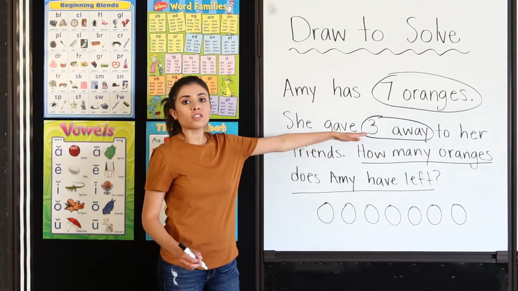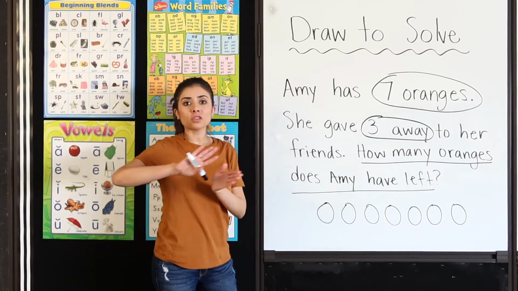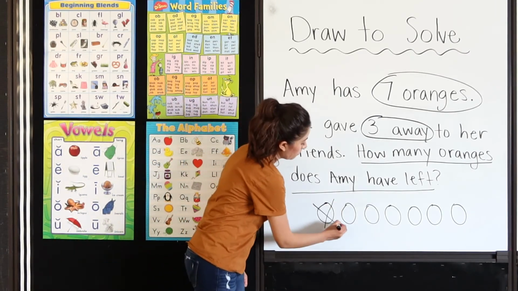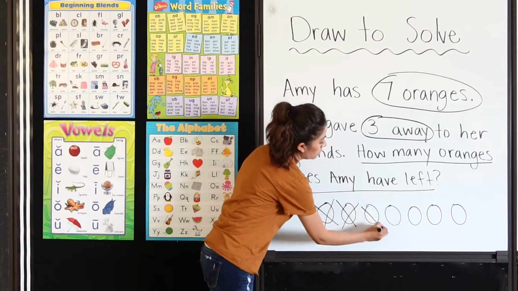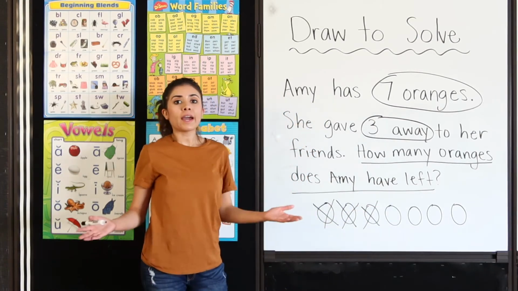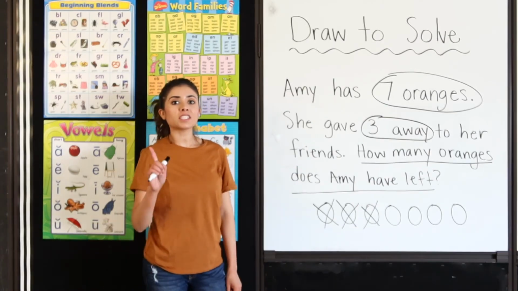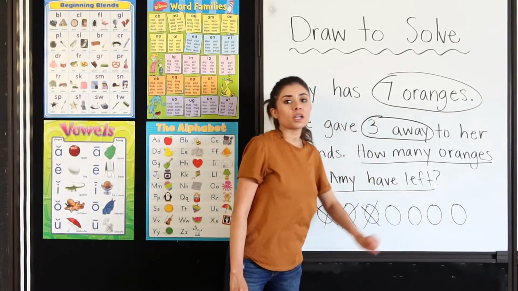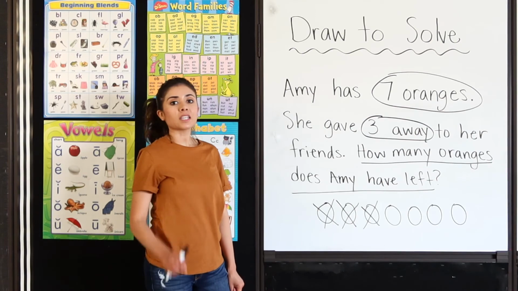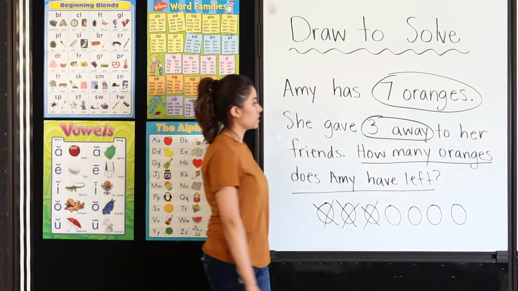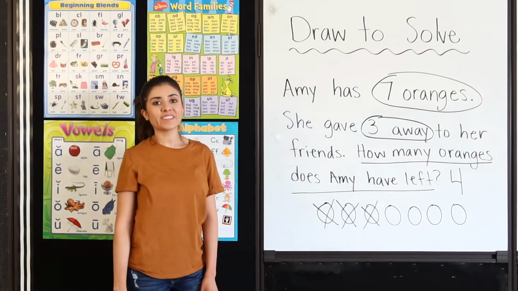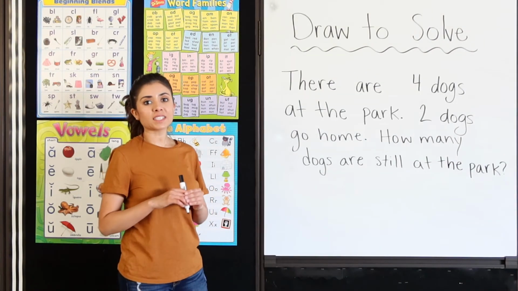Okay? She gave 3 away, so we are going to take those 3 away and cross them off. 1, 2, 3. How many does she have left? Let's go ahead and count. 1, 2, 3, 4. Amy has 4 oranges left. Awesome job. Okay, let's go ahead and try our last example.